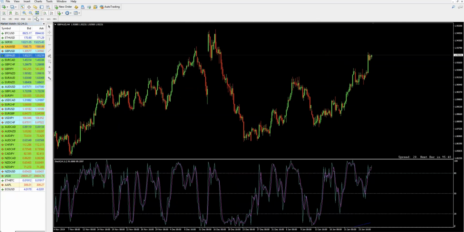We found the idea. Now again, you can see the price here is making a higher high, okay? But our oscillator is making a lower low, okay? So this is what we call a regular bearish divergence, okay?